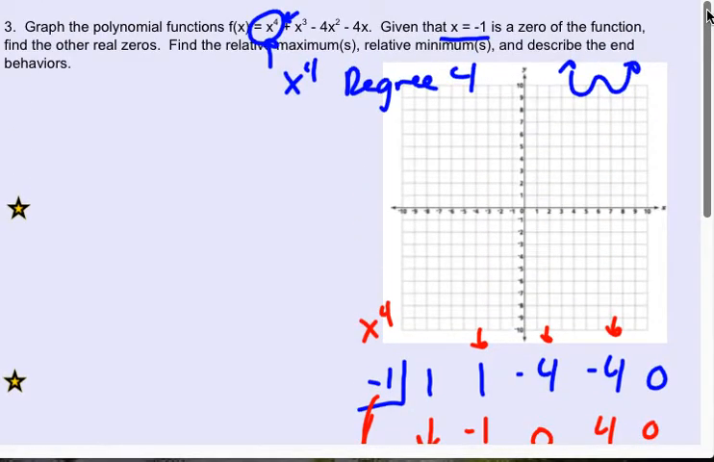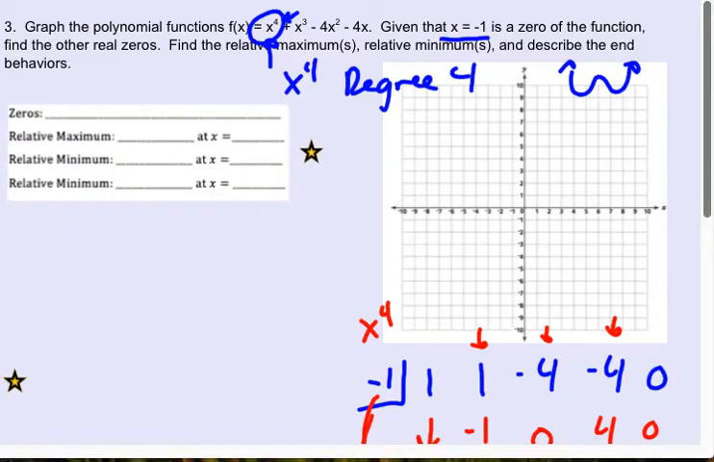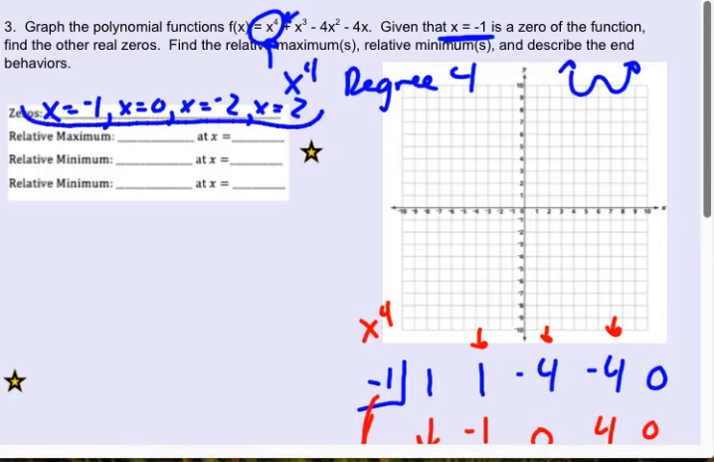Let's go back up here. So zeros. The first one they give us is x equals -1. We also found 0. I'll put -2 there. We had x equals 0, we had x equals -2, and we also had x equals +2. So those are my zeros right there.